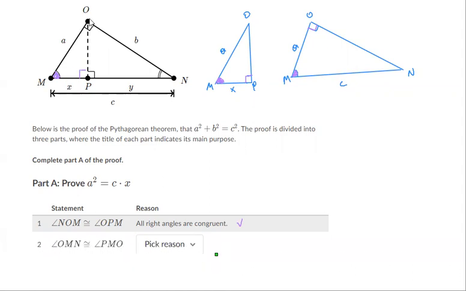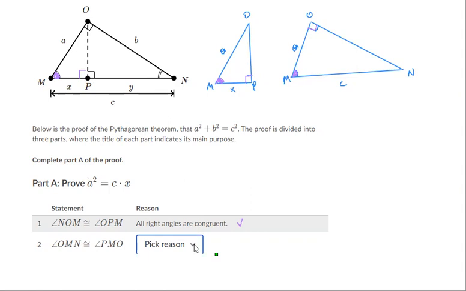The second reason is that angle OMN, which is this angle that I colored purple, is congruent to PMO, which is actually the same angle. Basically, we are told the angle OMN, which is this corner angle, is congruent to PMO, which is the same angle, but we are showing it a little differently. In this case, we are talking about the angle in the larger triangle, because OMN are the corners of the larger triangle, which is this one. But in this case, we are saying PMO, which is this same angle.